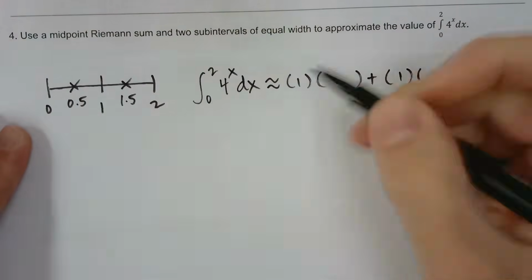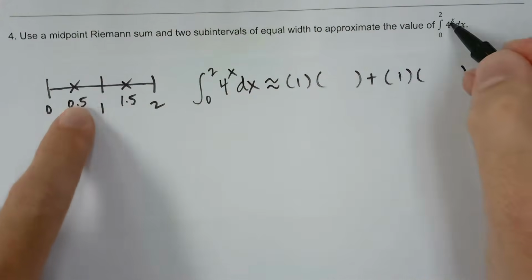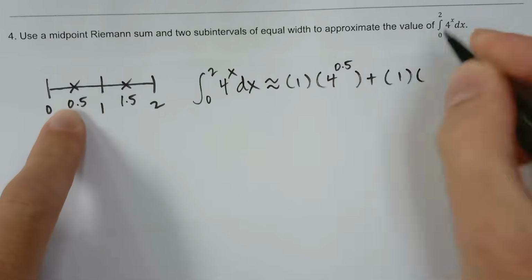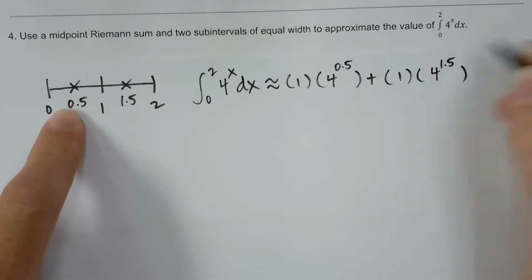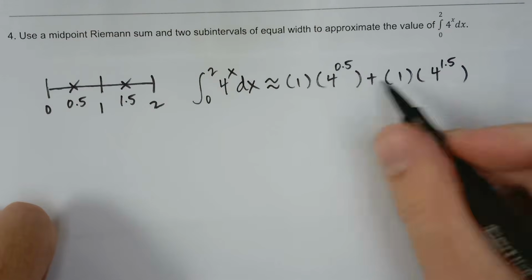And so our job is to figure out what the heights are going to be. The height is going to be the output of 4 to the x at 0.5, so 4 to the 0.5 and 4 to the 1.5. Technically, I guess this would be a safe place to stop because these are all numbers.